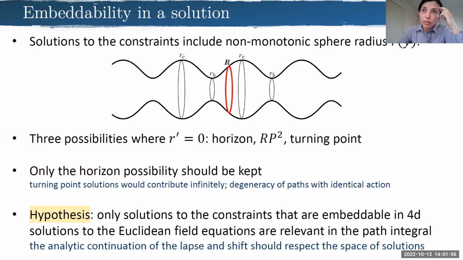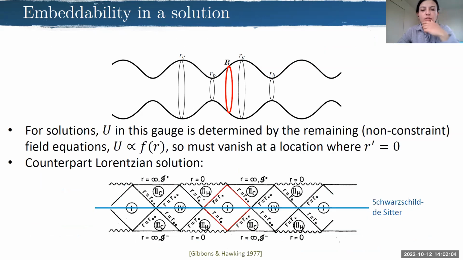So if I want to find a four-dimensional Euclidean solution, I have to solve all the equations of motion, all of Einstein's equations, not just the constraints. And if I do that, it gives me that the function u, or the lapse function, should also vanish at a location where r prime is zero. That result is familiar from the Lorentzian counterpart, because these slices are slices of a Lorentzian Schwarzschild-de Sitter. But in the Euclidean case, if the function u is going to vanish at all these turning points, I won't have a smooth four-dimensional Euclidean manifold. And because I'm only considering smooth manifolds, I'm going to say that these slices are not embeddable in smooth Euclidean solutions to the Einstein equation.